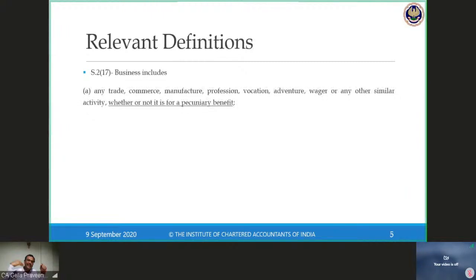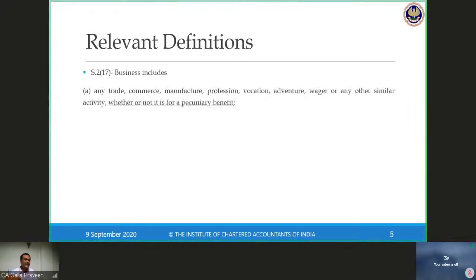Starting with particular point A. Any trade, commerce, manufacture, profession, vocation, adventure, wager, or any other similar activity, whether or not it is for a pecuniary benefit. Now, when we read trade, commerce, manufacture, profession, vocation, adventure, this is something which generally we can correlate with the business which is undertaken by the assessee. Now, at the fag end of this particular clause, they say whether or not it is for a pecuniary benefit. This term pecuniary benefit indicates the motive of making profit. Pecuniary benefit indicates the existence of a motive called making of profit.